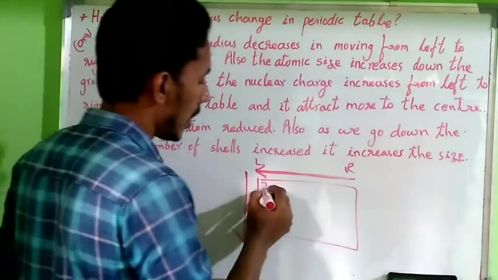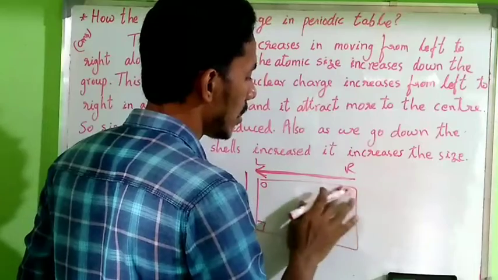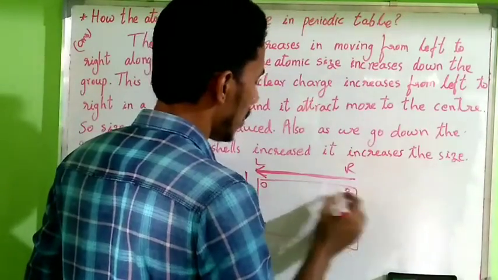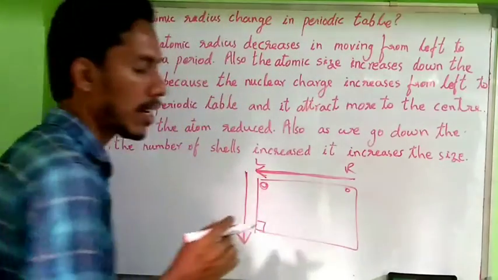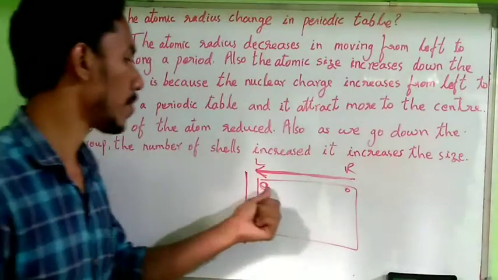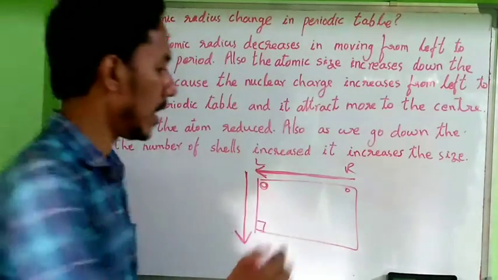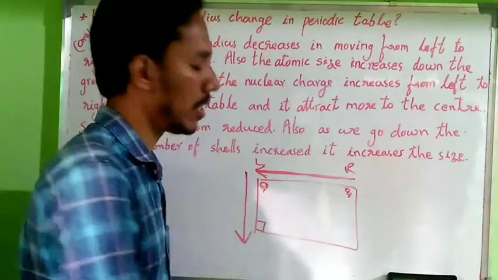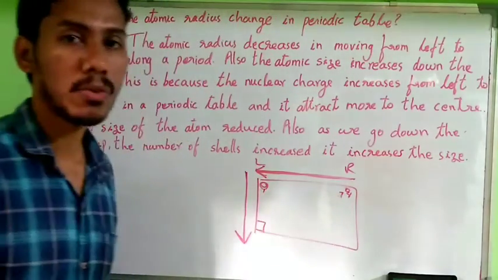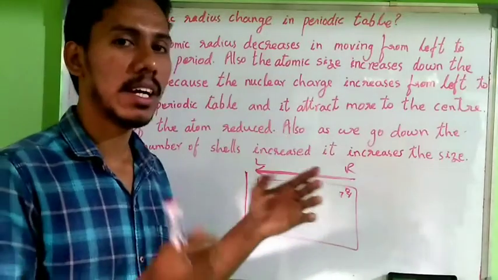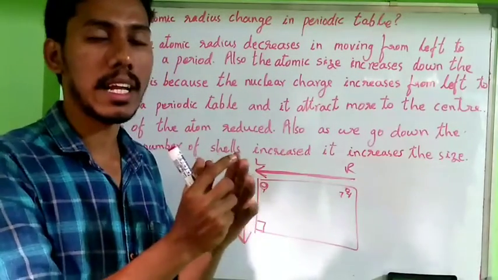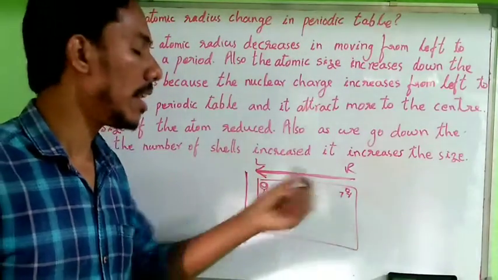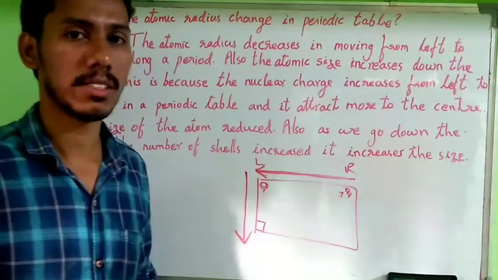In a period, as we go from left to right, the nuclear charge and the number of electrons in the valence shell increase. Here only 1 electron, here 8 electrons, here 7 electrons. So the number of valence electrons increases. It attracts the electrons more towards the center. That is why they reduce their size.